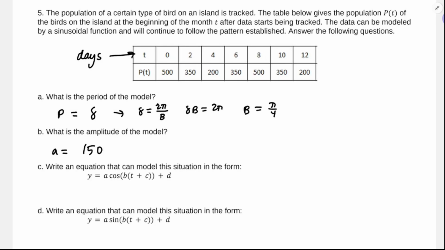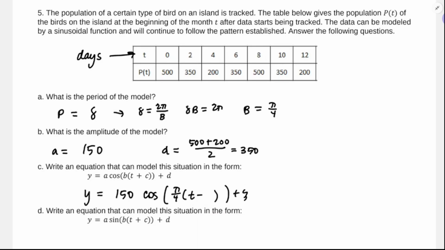Got A and B. In order to find the value of D, I'd have to average the maximum and the minimum. So that's 500 plus 200 divided by 2. That's going to be half of 700, which is 350. All right, so I've got 3 of them. I just need to figure out what C is, but I'll do that after filling in most of the other pieces. So 150 times the cosine of pi over 4 times t minus some number, plus the 350.